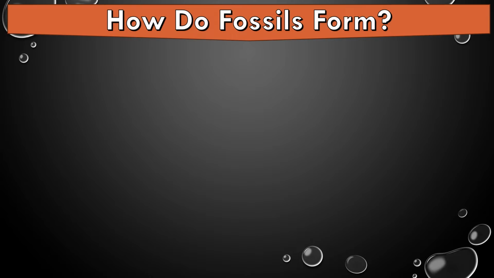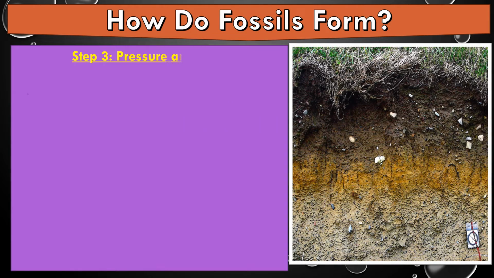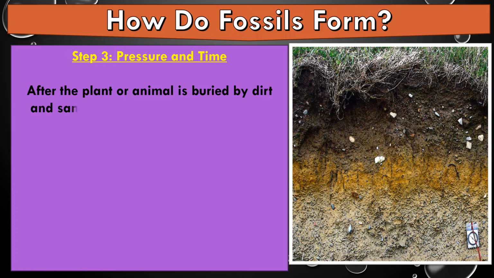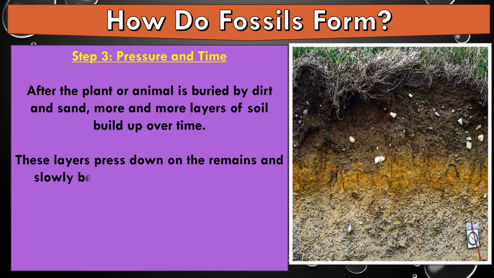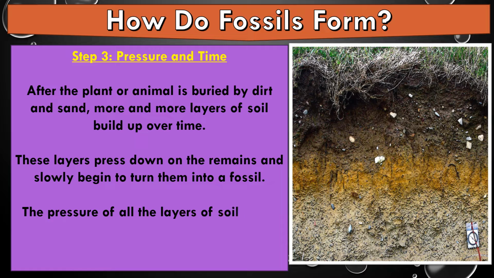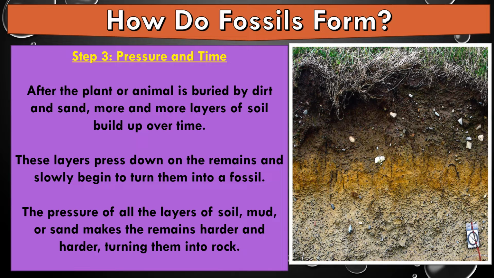Step 3. Pressure and time. After the plant or animal is buried by dirt and sand, more and more layers of soil build up over time. These layers press down on the remains and slowly begin to turn them into a fossil. The pressure of all the layers of soil, mud, or sand makes the remains harder and harder, turning them into rock.